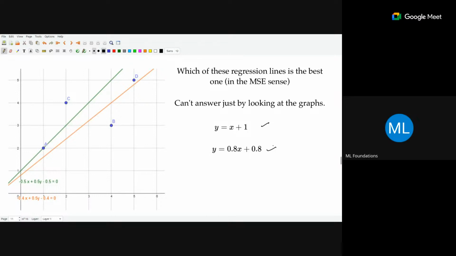And yeah, by looking at the graph, some said green, some said orange. Okay, so by looking just at the graphs, it is slightly difficult to judge which one is better. So what we do is we compute the loss for the green line and the loss for the orange line, and whichever has the lesser loss, we will say that that is the better one.